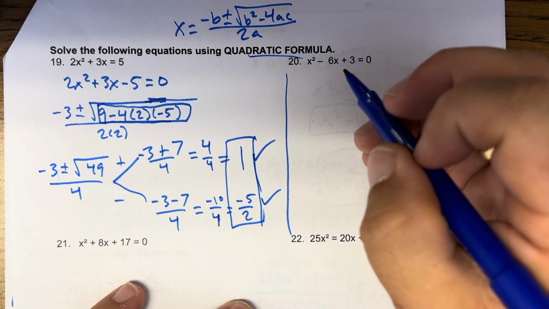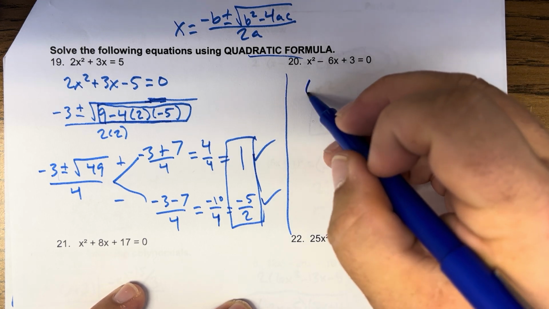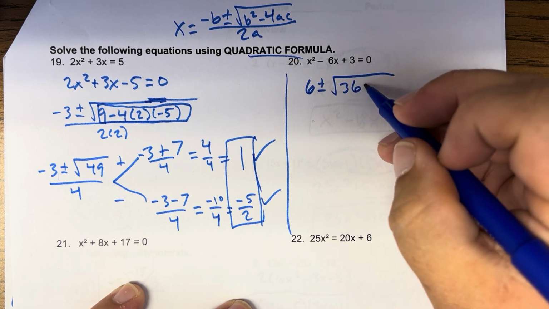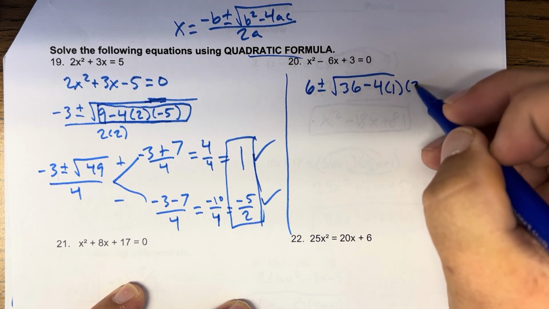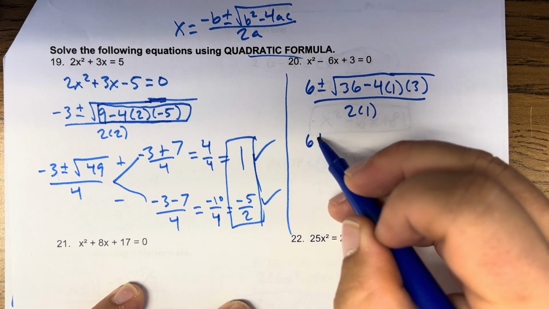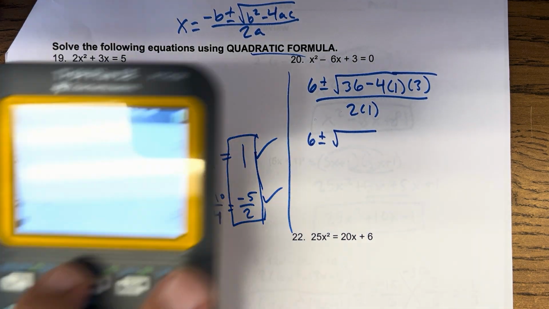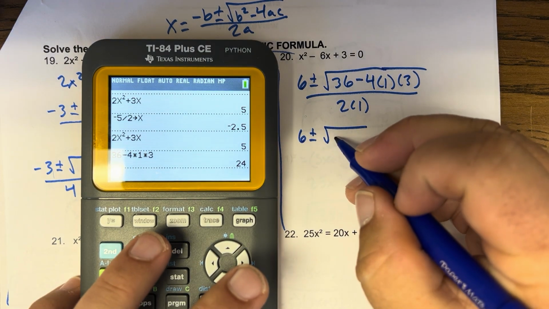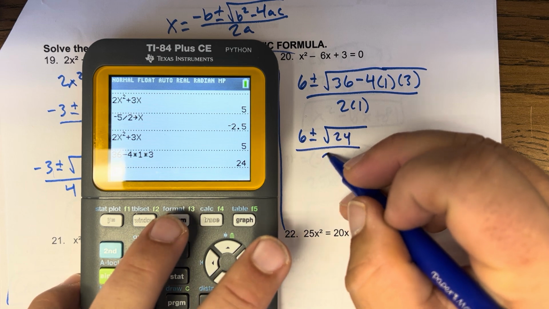This one's already in order, and so negative b is going to be positive 6 plus or minus the square root of 36, because negative 6 squared is positive 36, minus 4 times 1 times 3, all over 2 times 1. So it's going to be 6 plus or minus the square root of, I'm going to put that in the calculator again, so 36 minus 4 times 1 times 3, which is 24, all over 2.